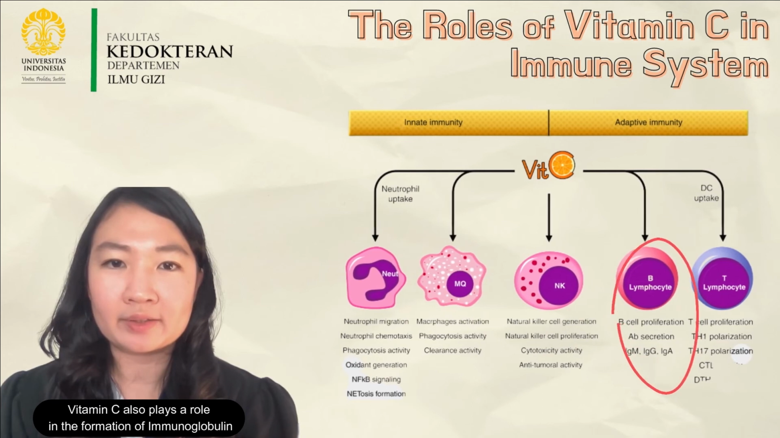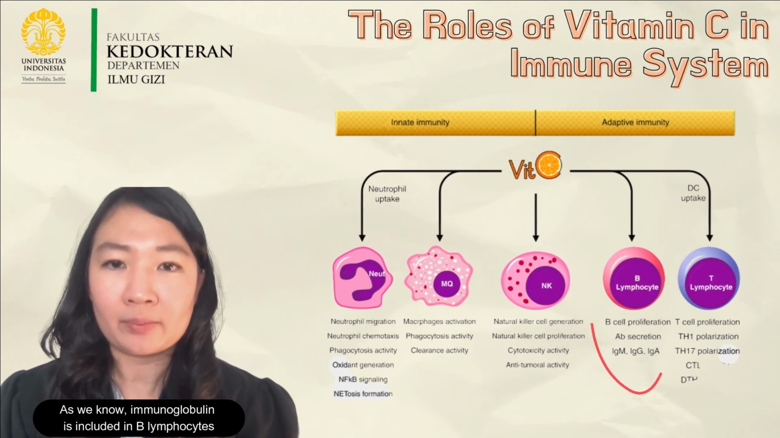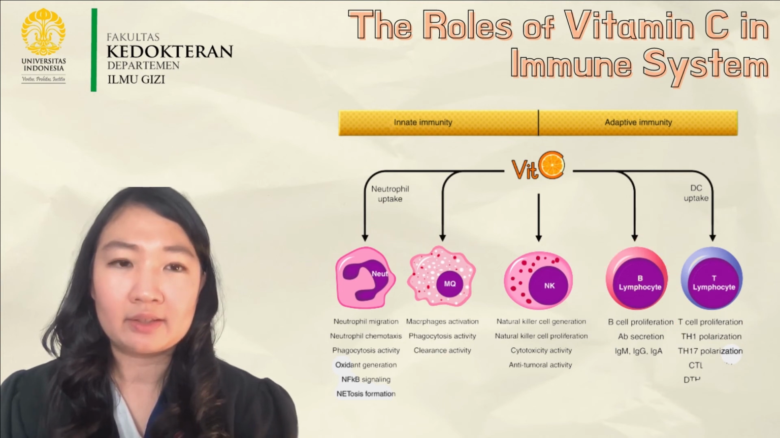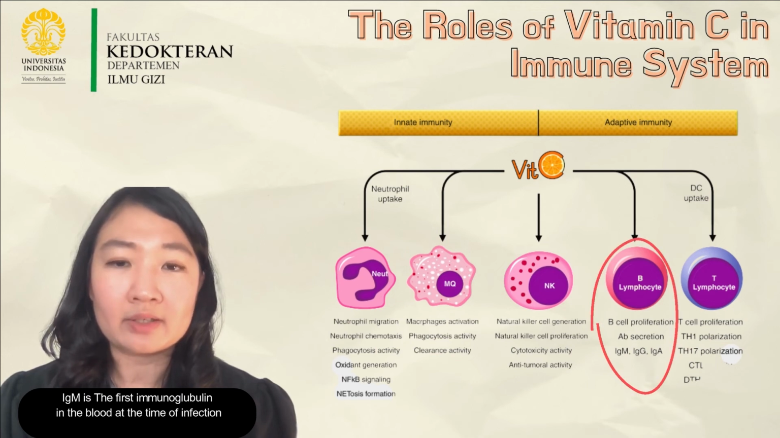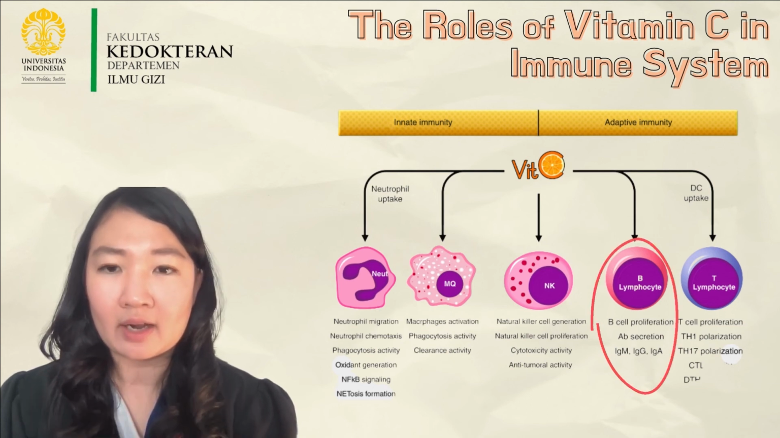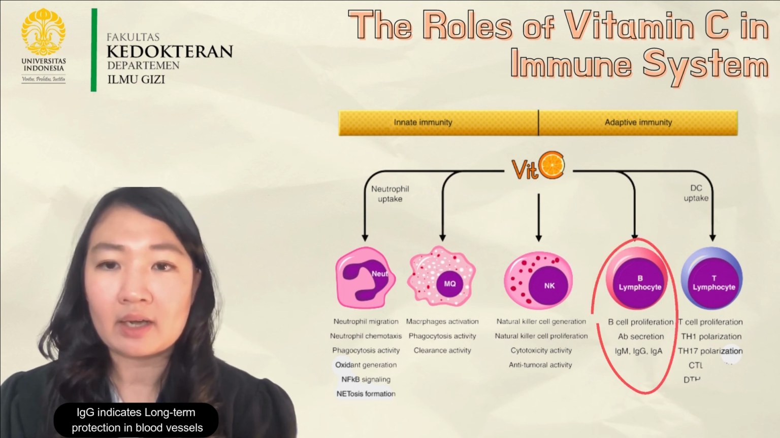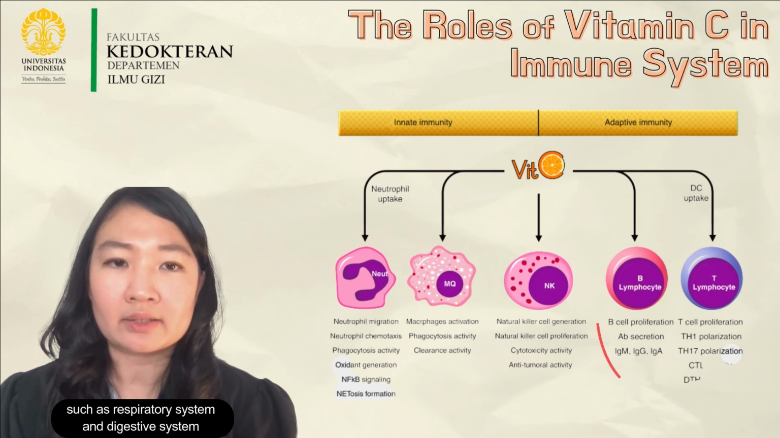Vitamin C also plays a role in the formation of immunoglobulin. As we know, immunoglobulin, or Ig, is included in B lymphocytes. There are some kinds of immunoglobulin. IgM is the first immunoglobulin in the blood at the time of infection. IgG indicates long-term protection in blood vessels. IgA is immunoglobulin that fights infection on mucosal surfaces such as the respiratory system and digestive system.